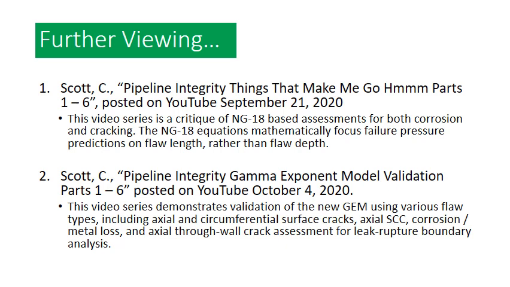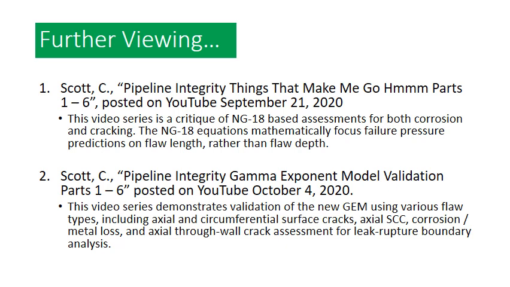It means that the model is mathematically wonky as its basis, and we need to be aware of that when we're doing risk assessments. I also have my own model called the gamma exponent model, which I've developed, which tries to clean up the problems associated with ASME B31G. And if you look at that series, you'll find that I've got a new model that looks at all sorts of different flaw types: axial and circumferential cracks, SCC, corrosion, through-wall crack assessment, leak rupture boundaries, all sorts of stuff. And you'll see from my validation efforts that the gamma exponent model actually cleans up some of the problems that I've discussed today.